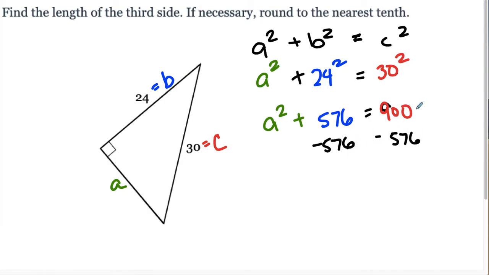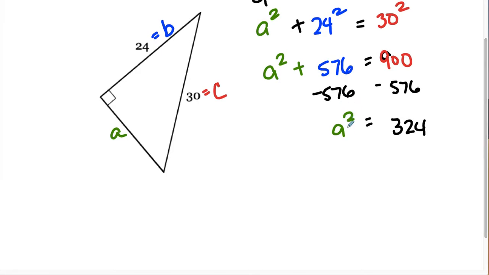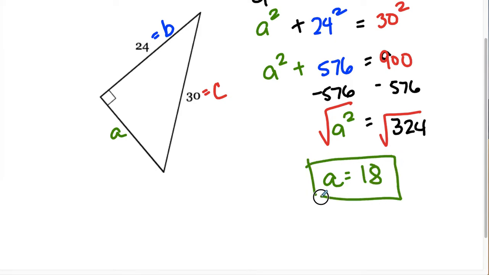All right, so 900 minus 576 is equivalent to 324, and that becomes a squared. Again, we're still not finished. Once you have this number, 324, we take the square root of both sides, and now we get the value of a. So you find out what the square root of 324 is, and that is equivalent to 18. So a is equal to 18. Very easy so far, I hope.